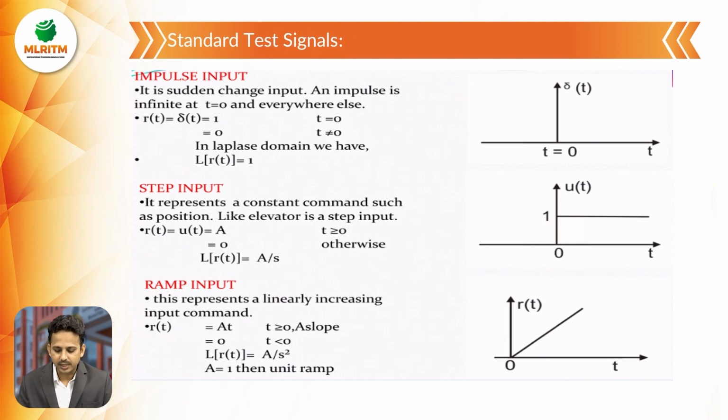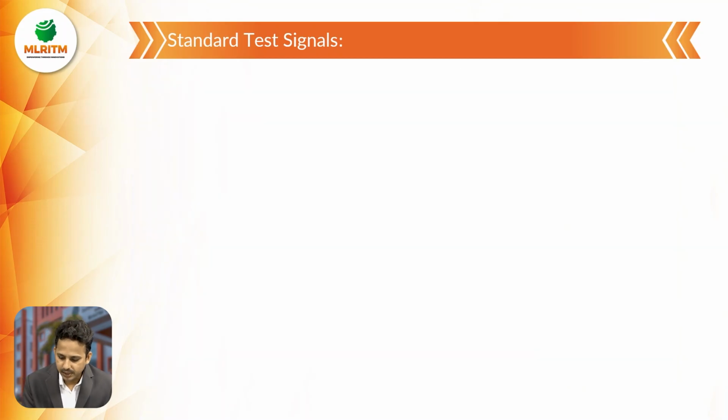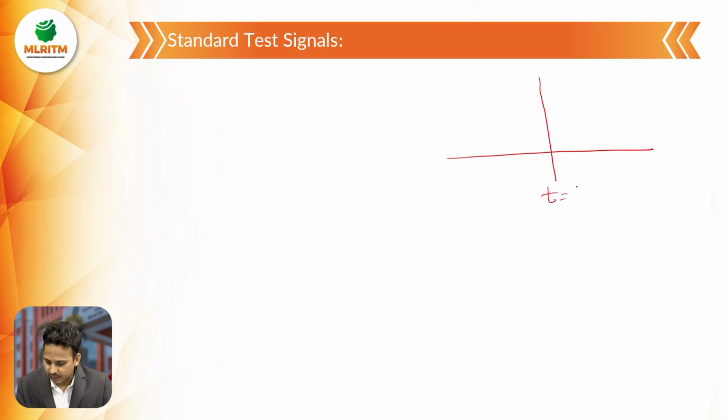First one is the impulse input. An impulse signal exists at t is equal to 0, only at t is equal to 0. This is an ideal impulse signal.